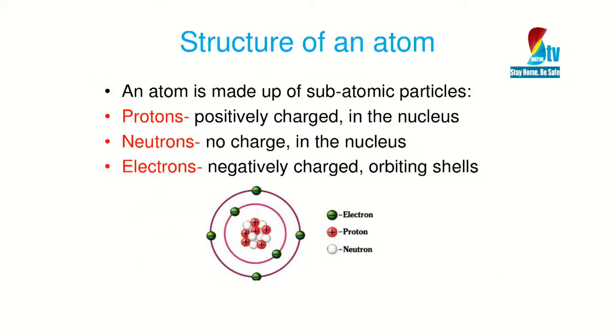This element, having said that it's made up of only one type of atom, is therefore made up of subatomic particles. Of note are the protons, which are positively charged and reside in the nucleus. You also have neutrons, which are not charged, but they are also found in the nucleus, dear learner. Electrons are negatively charged and are orbiting around the shells. As you may see, these are our electrons. They are found in what are called shells, dear learner.